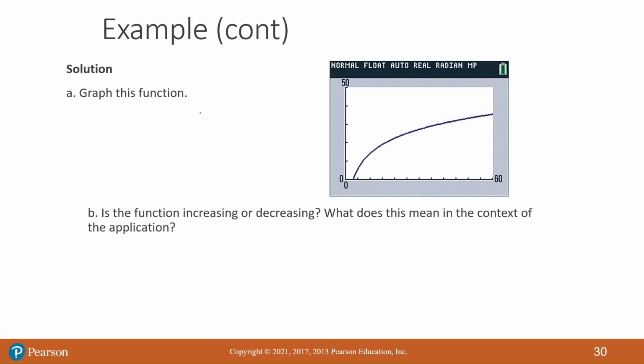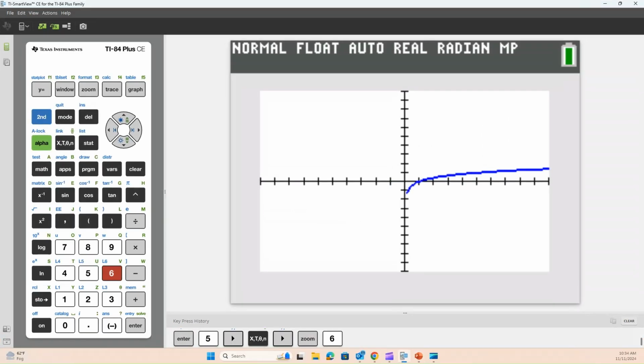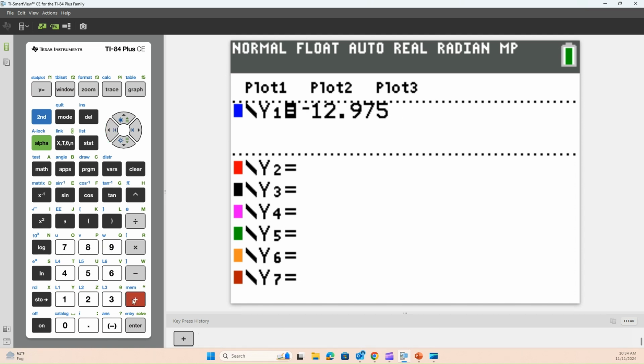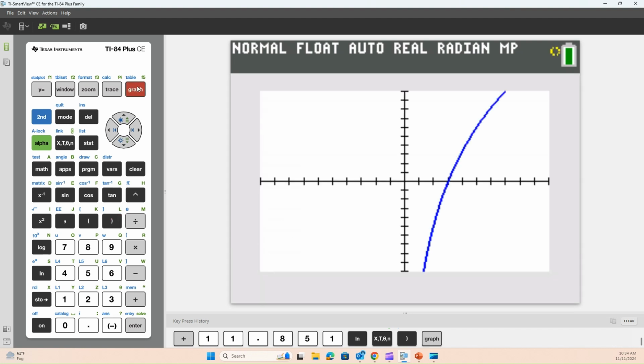I already have a graph here. Let's make sure we can put it in on our TI calculator. So we're looking at y equals negative 12.975 plus 11.851 times the natural log of x. That natural log button is found right next to the 4 button. Okay, now we graph that one.